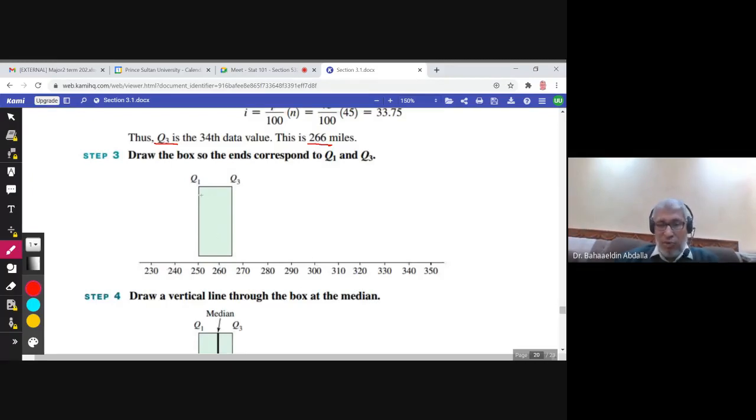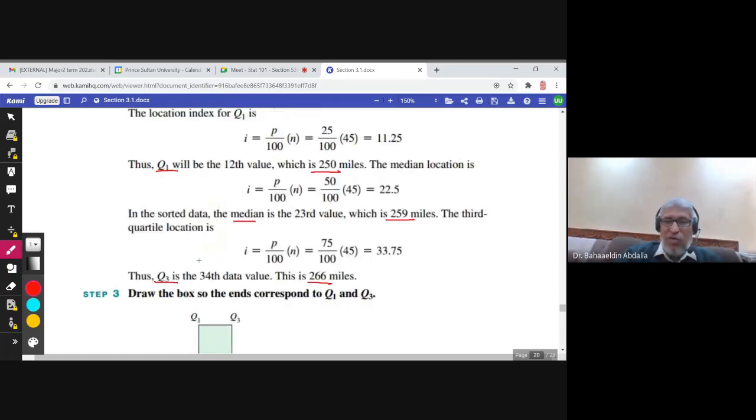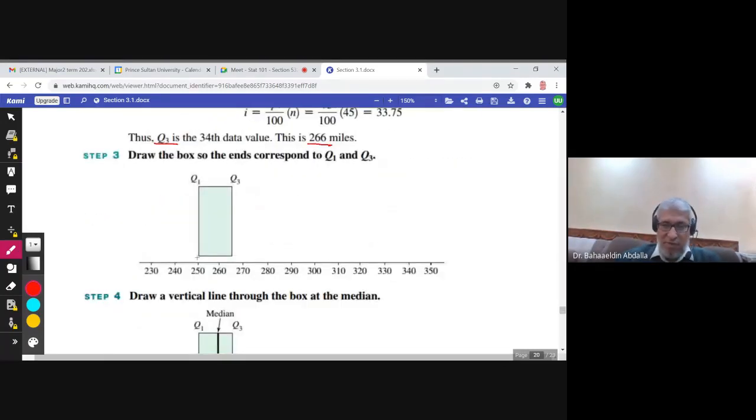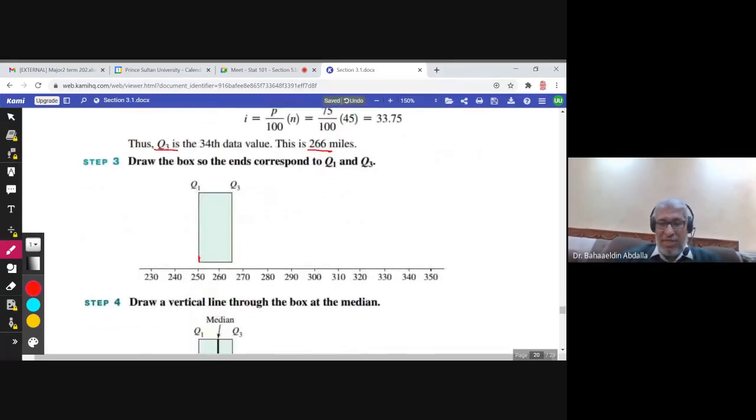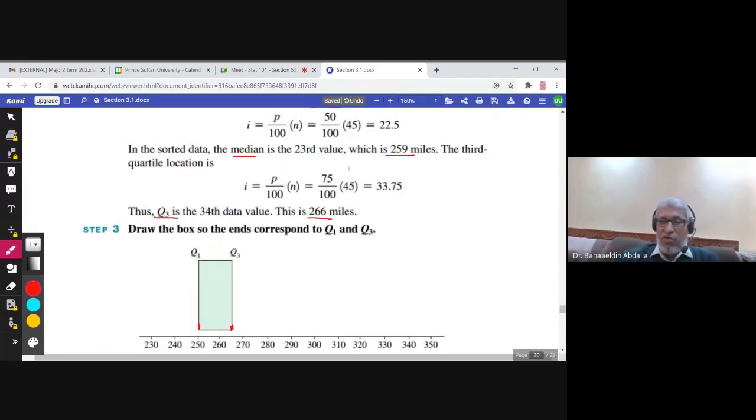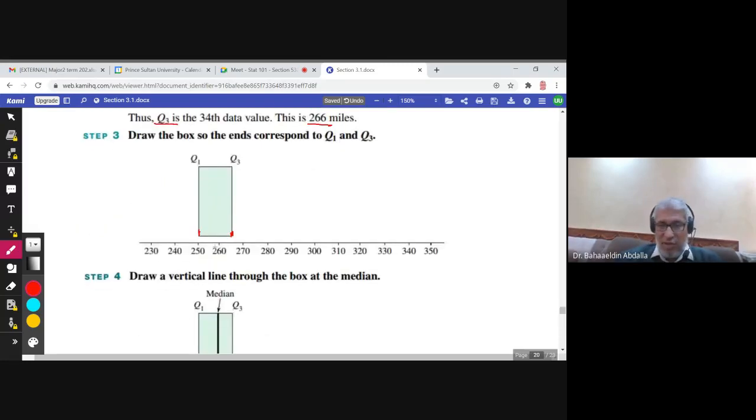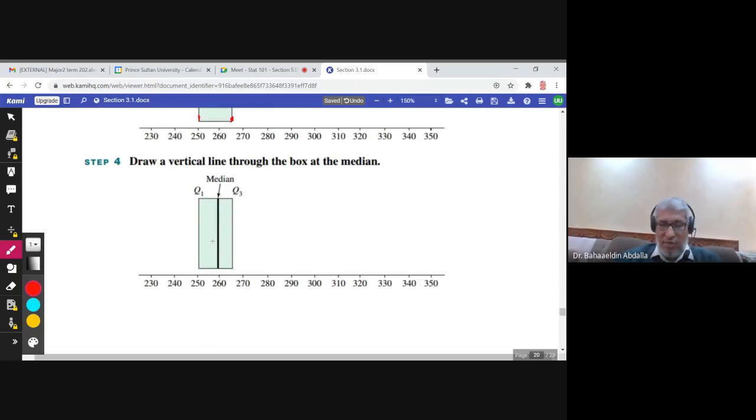And then you put Q1. So what is Q1? Q1 is 250. So above 250, you draw Q1, and Q3 above 266. So above Q3, above 266, this is Q3. And then you put Q2 between them. Q2 is 259, so you go up at 259 here. So this is Q2. Notice Q2 is not in the middle between Q1 and Q3. Now this is the box. That's excellent. Now you need to determine the whiskers.